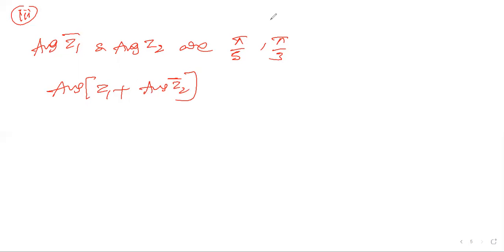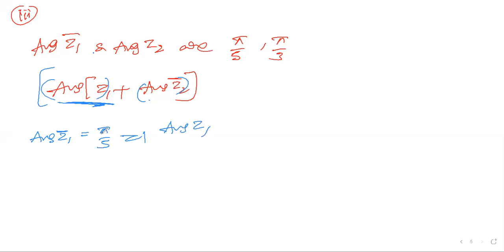It's very simple. First of all, you have to know arg Z1. Arg Z1 bar is mentioned, and from that you can find arg Z1. Write down the given condition: arg Z1 bar is equal to pi by 5. From this, arg Z1 is the minus of this angle. Arg Z1 is equal to minus of arg Z1 bar, so this is equal to minus pi by 5.